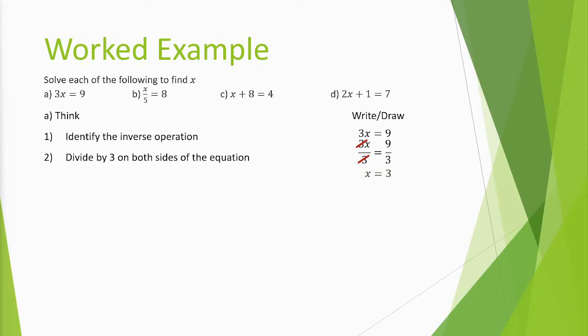Now, let's check if our answer is correct. We substitute it back in, so we get 3 times 3 equals 9, and we know that 9 equals 9. Let's try this with the next question.